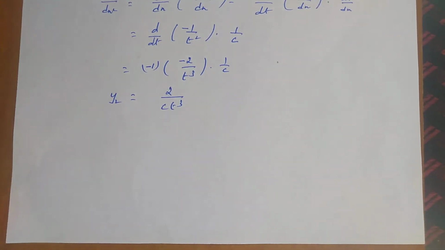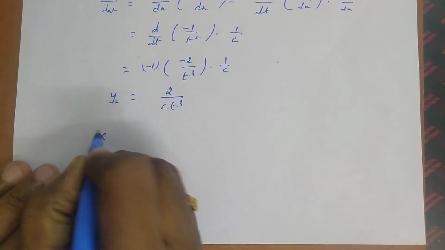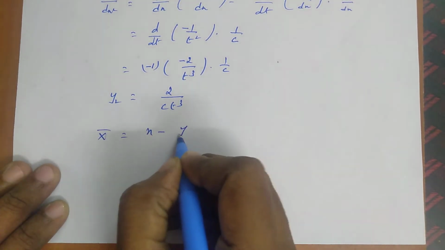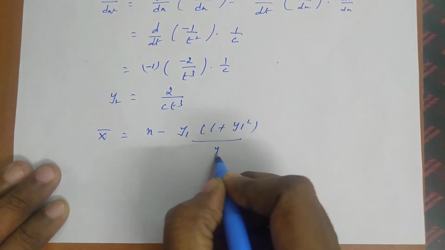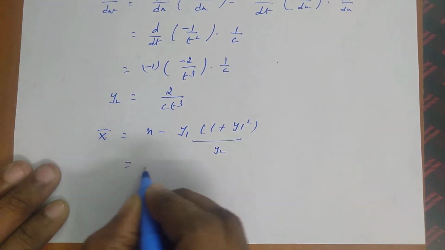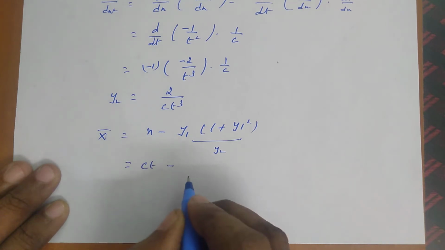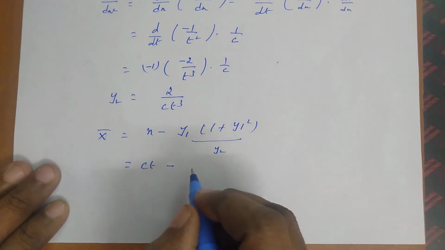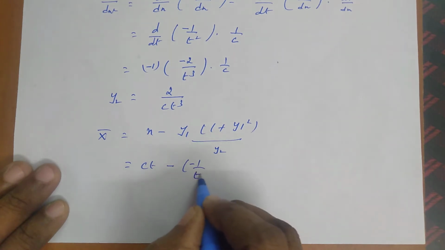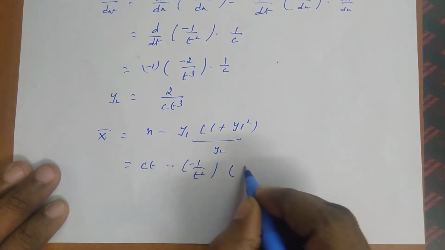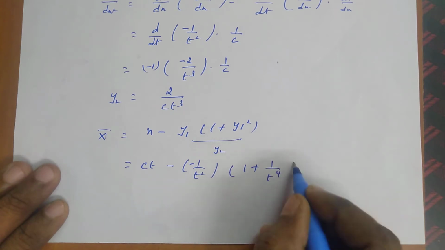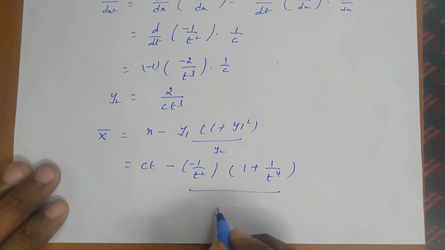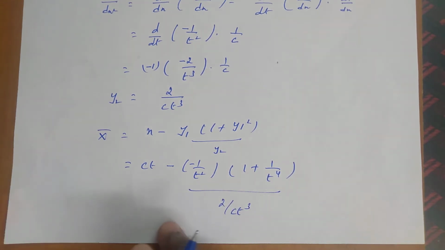Now we have to find out x bar. Write the x bar formula. x bar equal to x minus y1 into (1 plus y1 square) divided by y2. So what is our x? x is ct minus y1, which is minus 1 by t square, into (1 plus y1 square, that is 1 by t power 4) divided by y2. What is our y2? y2 is 2 by ct cube. So now we are going to simplify this one.